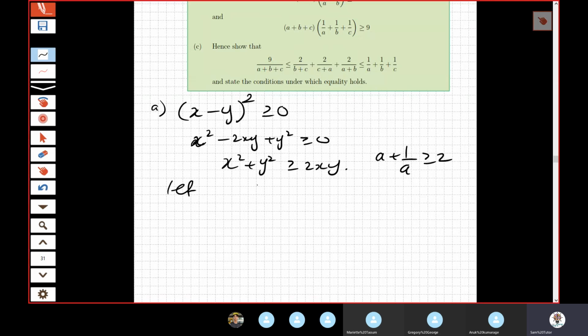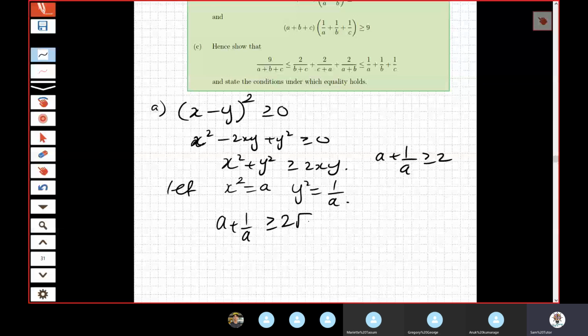So here, let. Any ideas? Let x squared equal a, and let y squared equal 1 on a. Therefore, you would end up with a plus 1 on a is greater than or equal to 2 times root a times 1 on root a. These cancel out, and there you go.